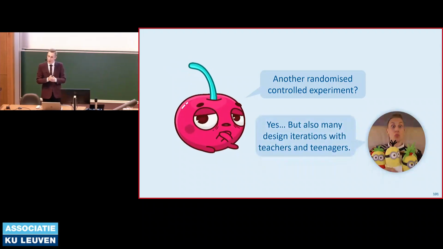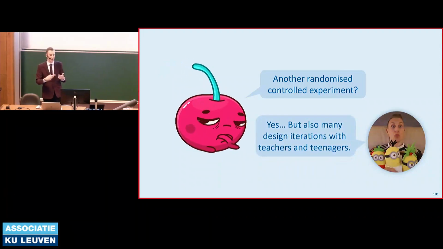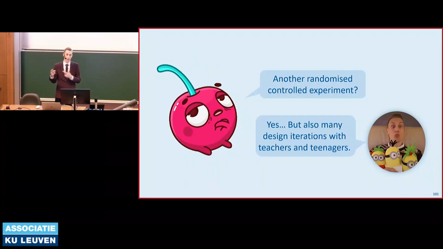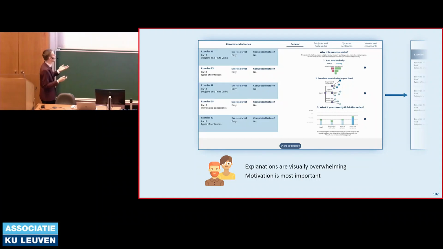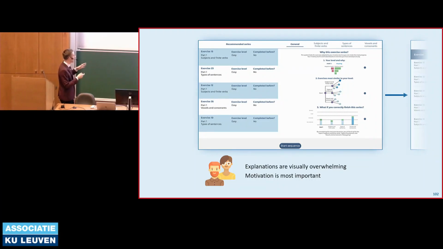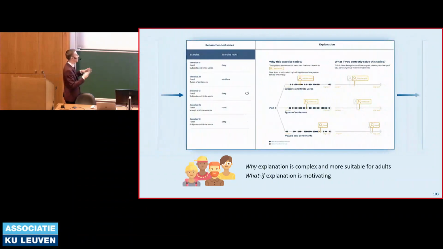But we also did a lot more design iterations, both with teenagers and with teachers. I quickly wanted to show you this because, again, we had a lot of interesting insights here. In the first design that we made, teachers said the explanations that you show are visually overwhelming and motivation is most important for students. Then we said, okay, let's simplify this a bit. We have the why explanation still, which tries to explain why you get this exact recommendation. And then there's also this what-if explanation that shows the change in your mastery level.